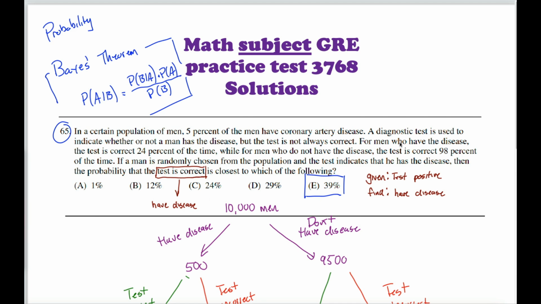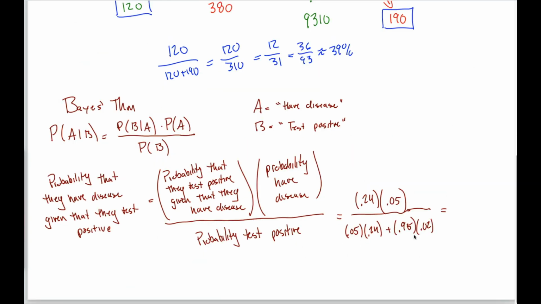If you have the disease, which remember is only 5% of men, then you're going to test positive 24% of the time. But if you don't have the disease, which is 95% of men, you're still going to test positive if the test is incorrect, which happens 2% of the time. So the overall probability that you test positive is this sum here. Since we don't have a calculator, it might be easier to compute this if we multiply the top and the bottom by 10,000 to get rid of all the decimals.